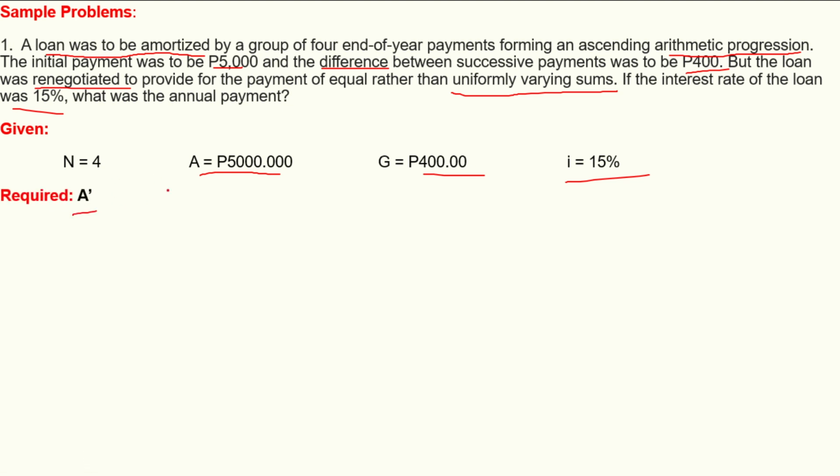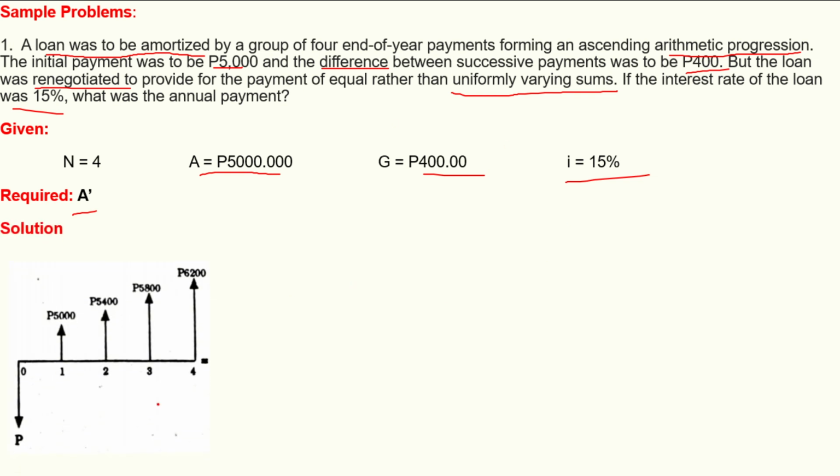A prime. Okay? So, ang loan daw, nanggaling sa arithmetic, pero gustong baguhin, gustong gawing yung ordinary annuity. So, ano daw yung value ng A para ma-provide yung hinahanap. So, solution. So, ito yung diagram niya. Ito yung unang kasunduan kung saan ang loan niya is an example of arithmetic progression. Okay? So, ang loan daw na yan, para ma-solve yan, hatiin natin sa dalawa.